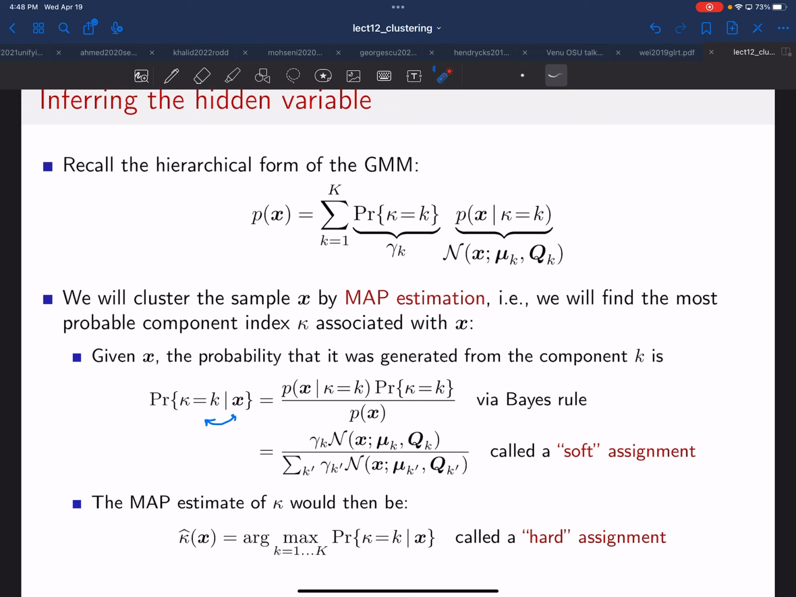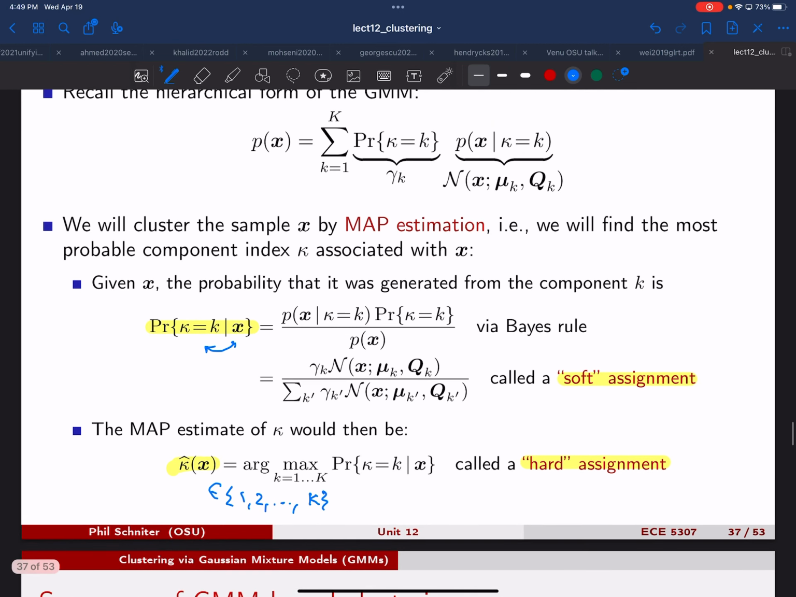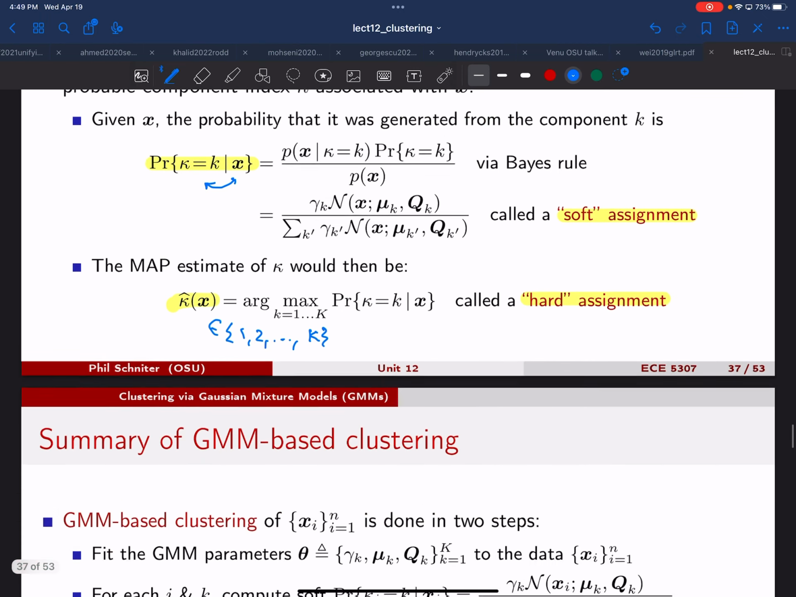Okay, so those are the main things we do for clustering with Gaussian mixture models. Evaluate the probability of kappa, the soft assignment, and then finally, you can quantize it. We'll call it kappa hat. So this is going to be a number 1, 2, all the way up to K. Okay, so that's pretty much it.